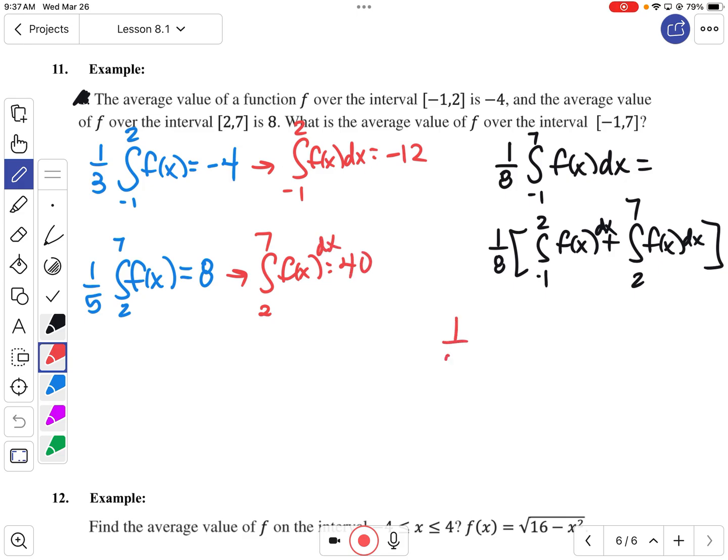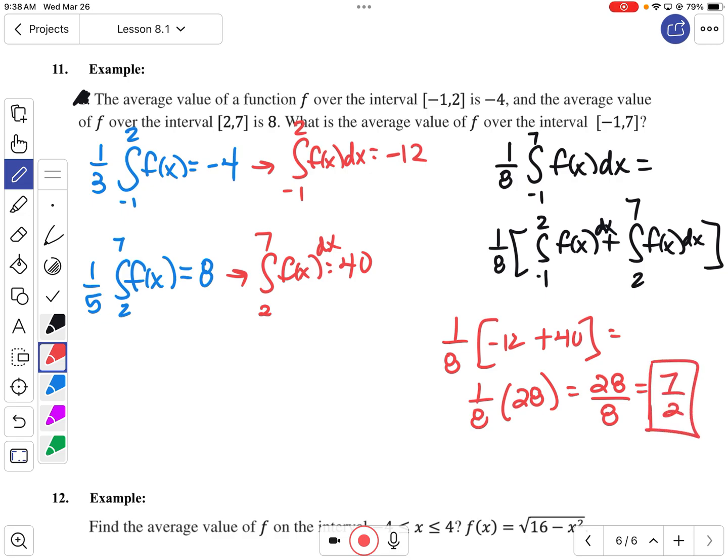Now I can replace it in my average value: -12 plus 40, or 1/8 times 28, or 28 over 8, which would be 7/2. Okay, so that one's using what we know about average value, what we know about properties of integrals, like covers a lot of standards, very AP-esque. Okay, covers a lot of things.